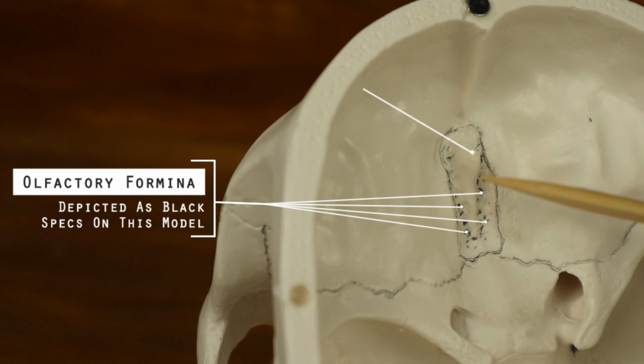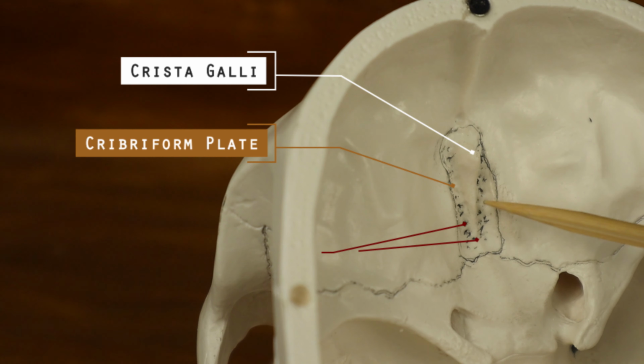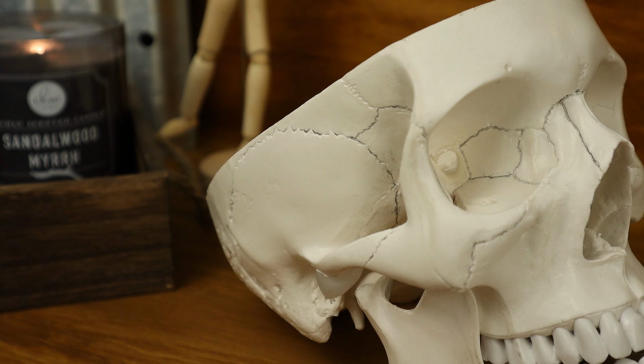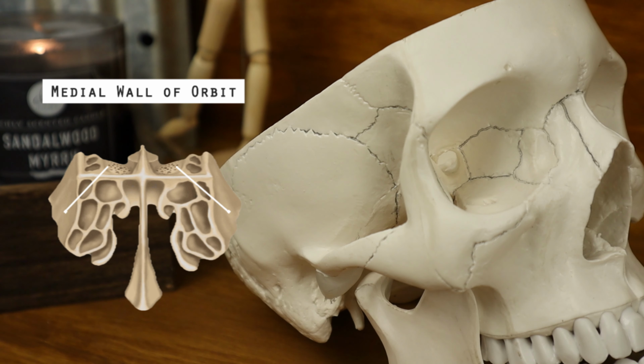So again, here we have the crista galli, which is surrounded by the cribriform plate, which has small openings called the olfactory foramina. Now we'll go ahead and take a look at the orbit. Now this portion of the ethmoid bone is called the medial wall of orbit. It's named this because it sits in the part of the orbit closest to the midline of the body. You can find it here on an illustrated depiction of the ethmoid bone.